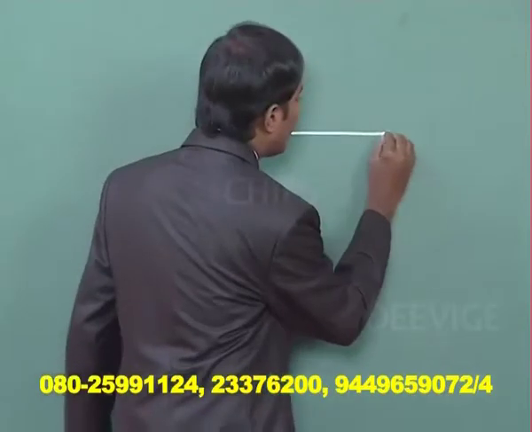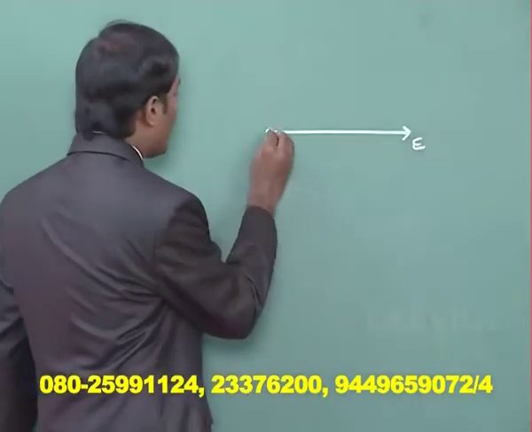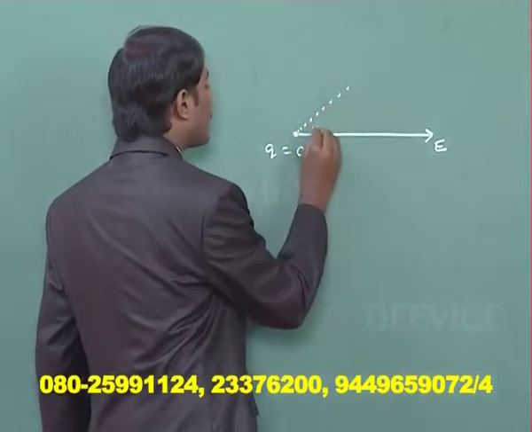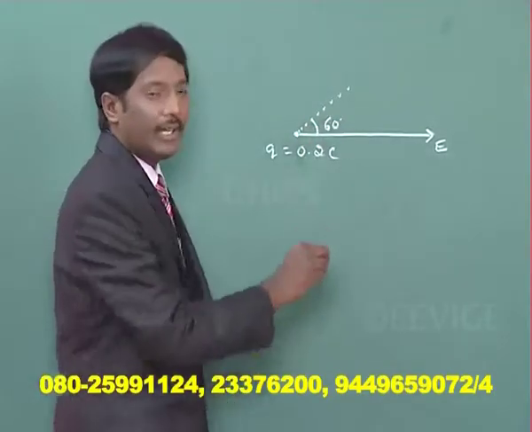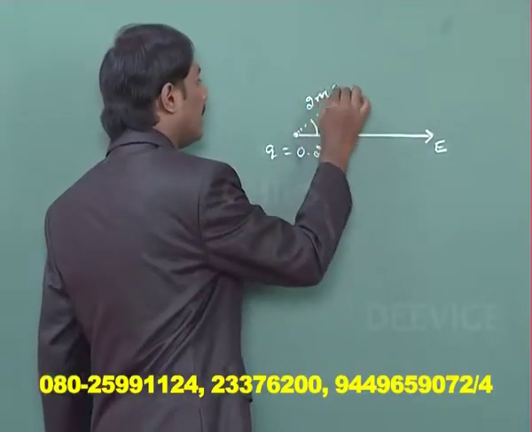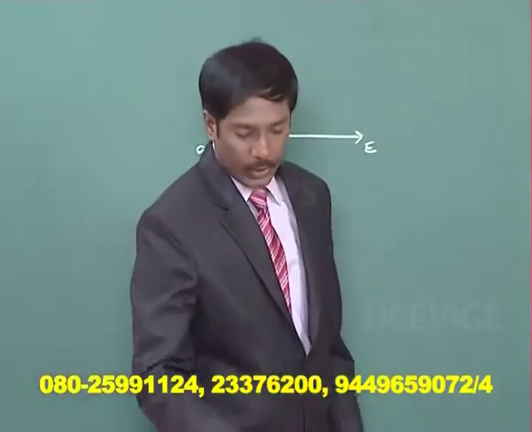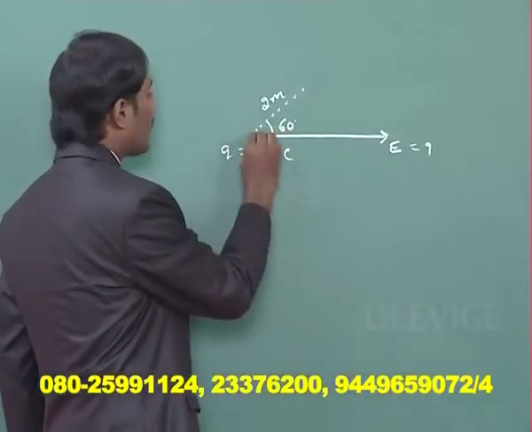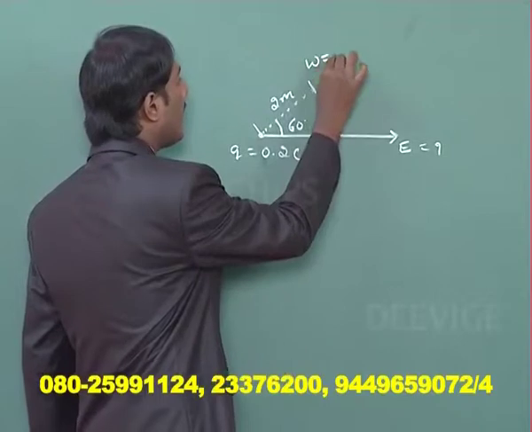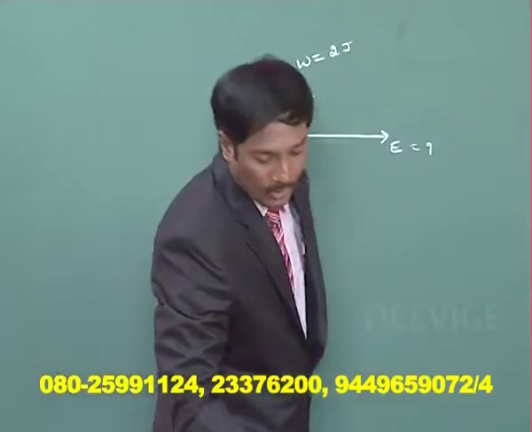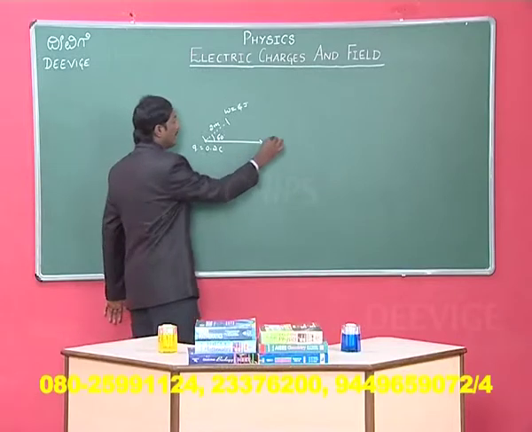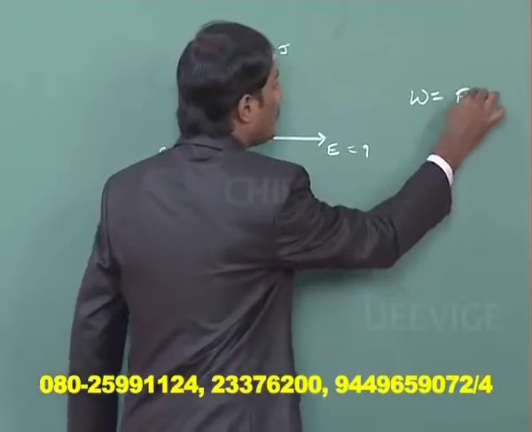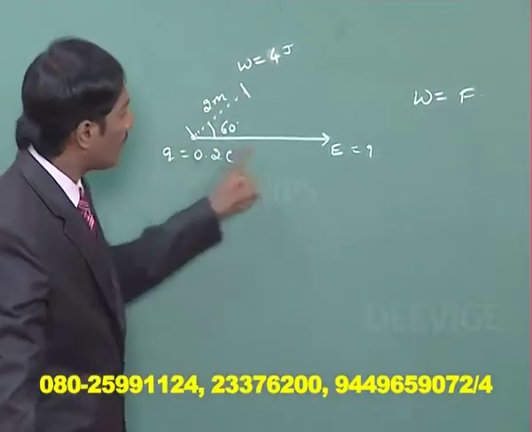So, if this is the electric field direction, the charge of 0.2 coulomb is moving in a direction making an angle of 60 degrees, to a distance of 2 meter. They are asking us to calculate the value of electric field E. In order to move this charge from here to here, the work done is given as 4 joule. The work done is nothing but the basic definition, force into displacement. The force into the displacement should be in the direction of the electric field.